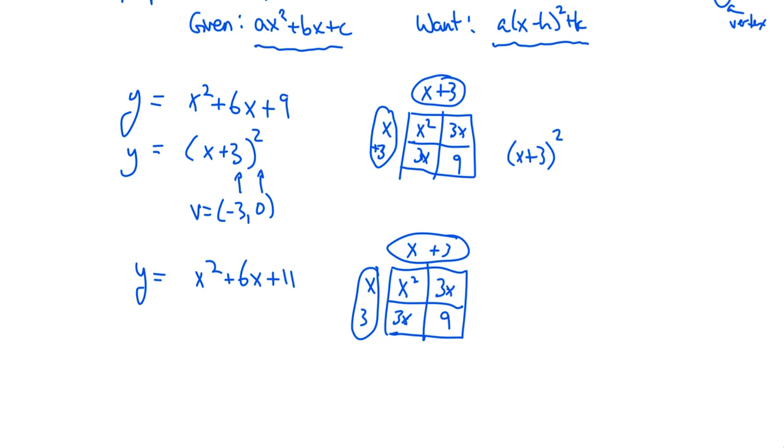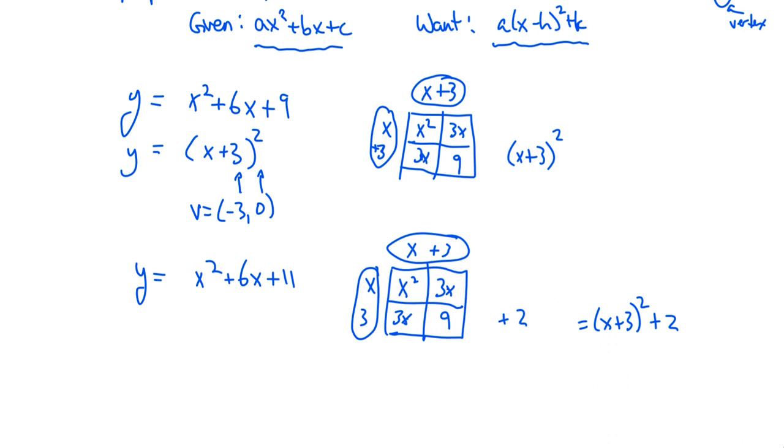But the equation that I want to complete the square of, or that I want the vertex of, has 11 and not 9, which means I'm going to want (x plus 3) times (x plus 3) plus another 2. So this can be written as (x plus 3) squared plus another 2.